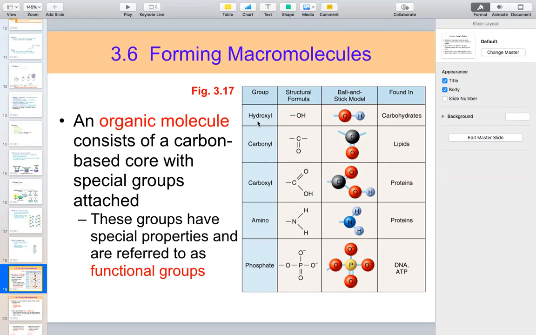Oh, here's our hydroxyl group. Remember how I was telling you about that? Here's our oxygen and our hydrogen. So again, these are what you see consistently in these different macromolecules. Hydroxyl groups you see in carbohydrates. Anytime you see this OH chemical structure, you'll know that it's a hydroxyl group. If you see carbonyls, you know you're probably dealing with a lipid. If you see a carboxyl group, you know you're dealing with a protein. If you see an amino group, you know you're dealing with proteins. And if you see a phosphate atom with 3 or 4 oxygens around it, you know you're dealing with DNA or adenosine diphosphate, adenosine triphosphate, or adenosine monophosphate.